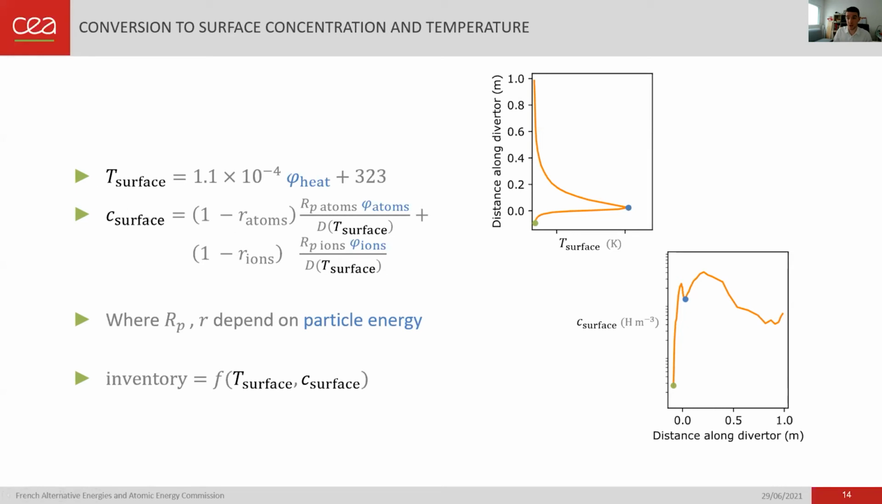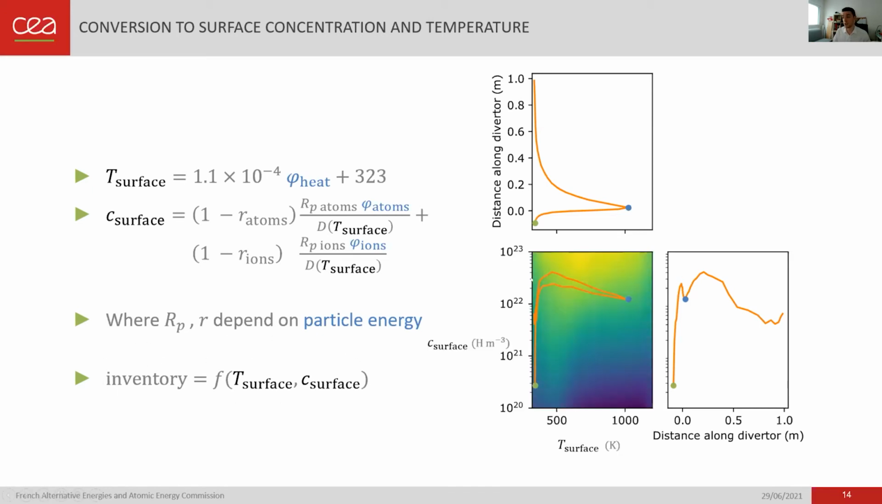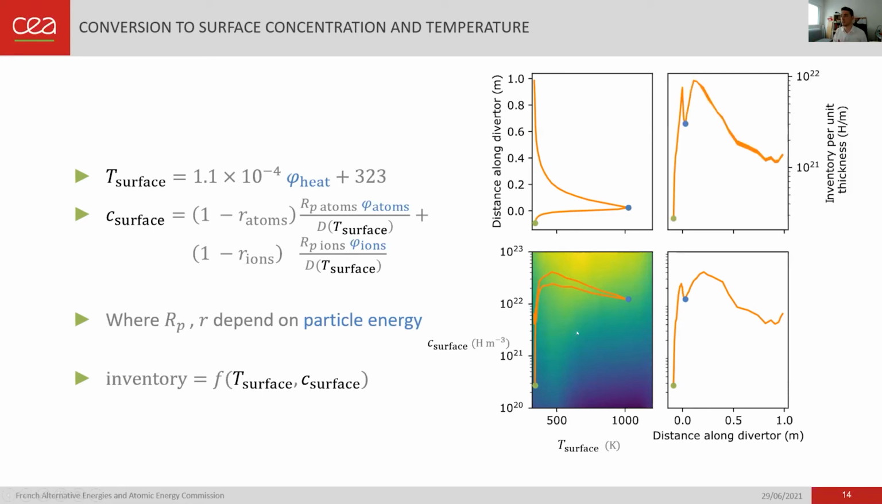And based on these two surface quantities, we can obtain the inventory of our monoblock thanks to that behavior that I showed you earlier on. So that's an example for one distribution in orange. We have the distribution of temperature on the top left, the distribution of surface concentration on the bottom right, and yes, a bit of both here. And if we project it onto our 2D behavior, we obtain a distribution of the inventory along the target. And that's where things start to get interesting to us.